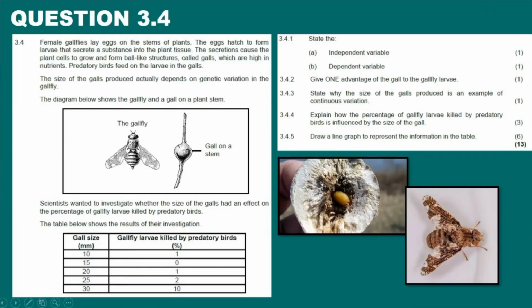So let's read through the questions of question 3.4. So again, we had a female gall fly that laid her eggs in the stem of a plant.